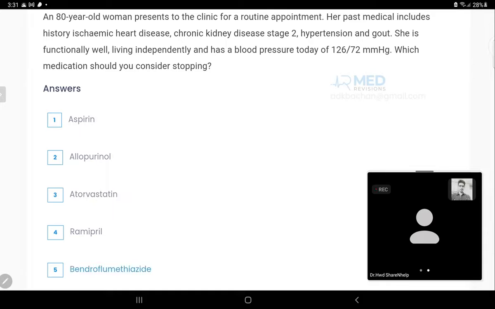She has chronic kidney disease, ischemic heart disease, hypertension, gout. Which of the following can exacerbate gout? Why am I telling you this? Because this particular word, gout, you're going to have it again and again in your exams, right?